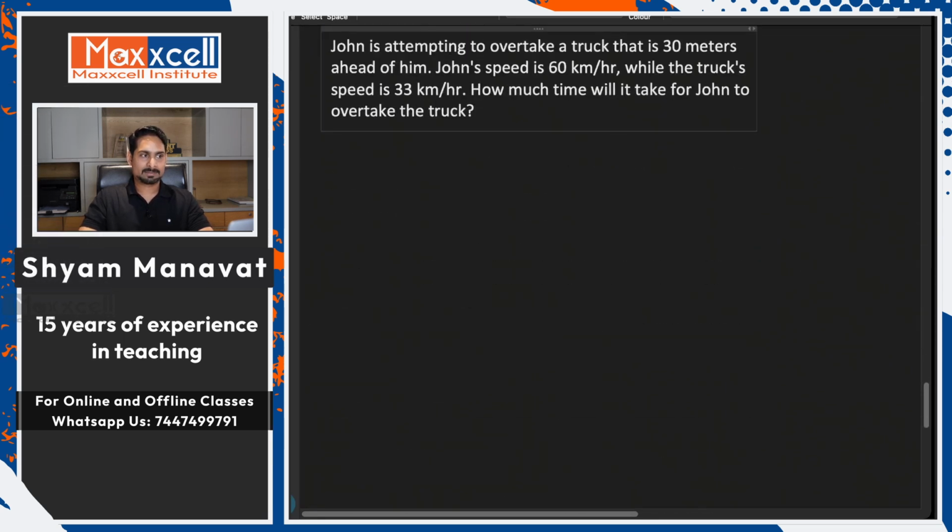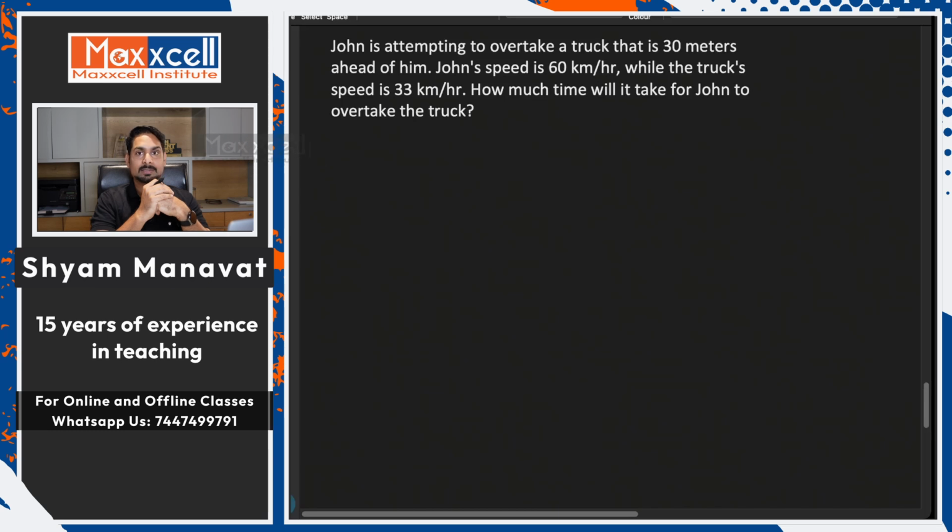Look at this. Next question. Pause this video and try to solve this. It says John is attempting to overtake a truck. Overtake, same direction. Overtake will happen only in the same direction, right? The truck is 30 meters ahead of him. John's speed is 60 kilometers per hour while the truck's speed is 33 kilometers per hour.